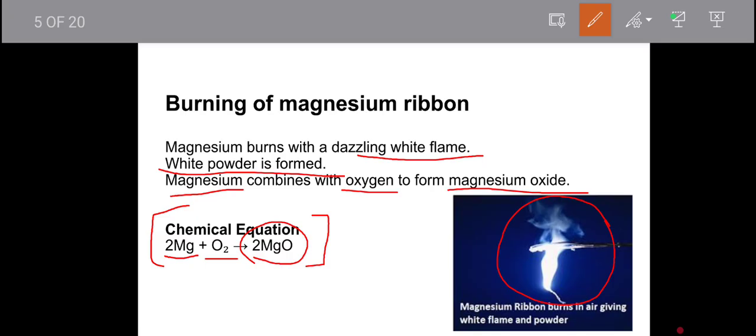Magnesium burns with a white dazzling flame, and because of this reaction, what is formed? A white colored powder is formed. That white colored powder is nothing but magnesium oxide. Hope this reaction is very clear to you, and it is also one of the important reactions for your exam.